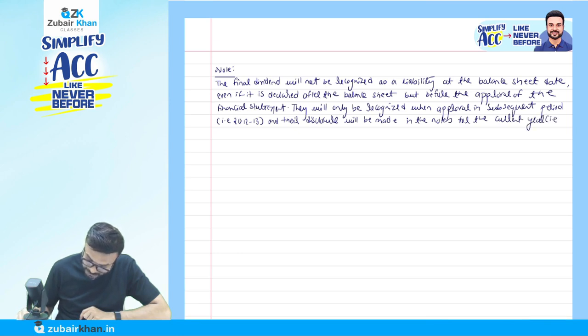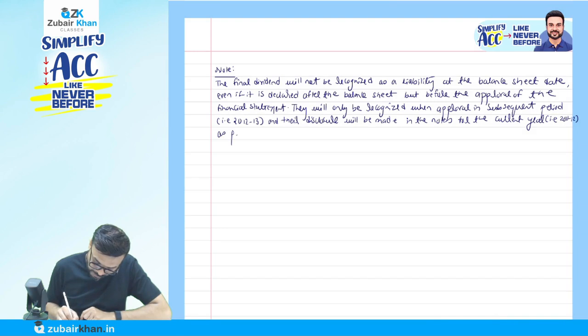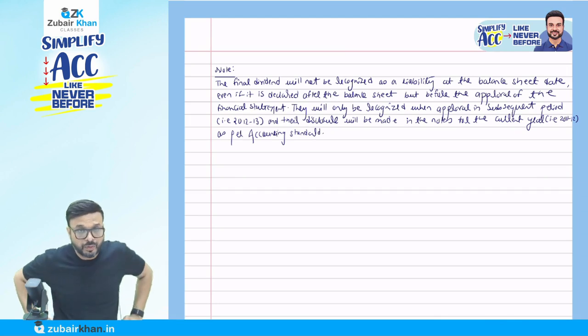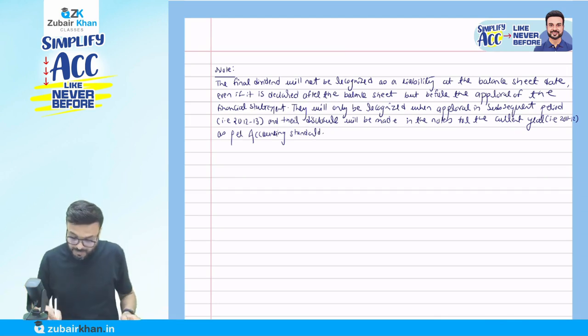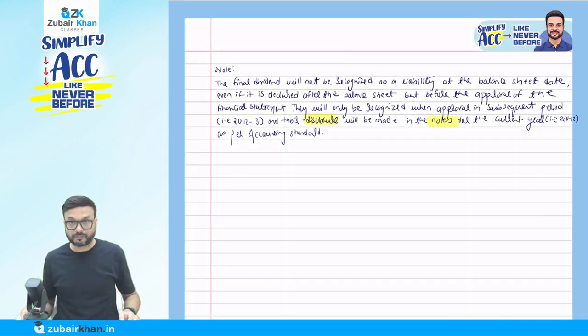Write in bracket, that is 2011-12, as per accounting standard. I told you in the previous session which accounting standard says this, basically that is AS4. So we don't record it here, we just mention it in the notes. We don't record, we just disclose in notes. Okay, done. Have you written this?